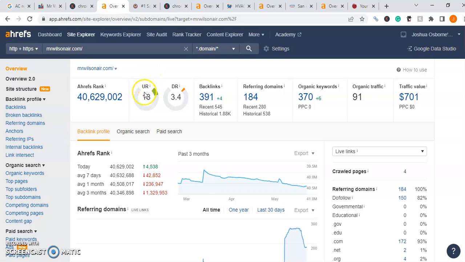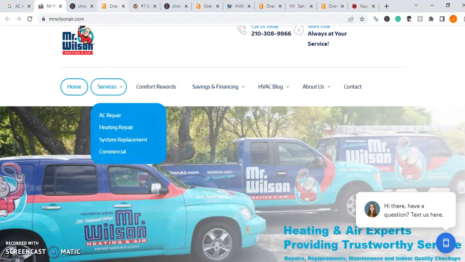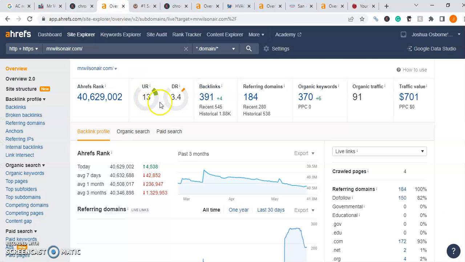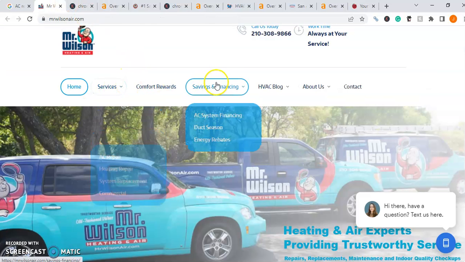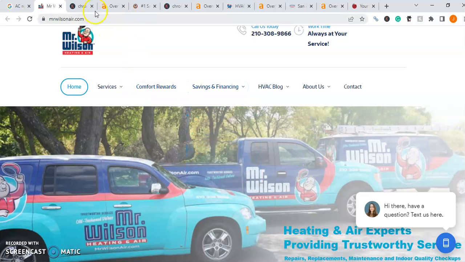So UR stands for URL rating. And what that is, it's essentially the power given to an individual web page. So in this case, we're just talking about your homepage and the power that it generates. Whereas DR stands for domain rating. And what that is, is the individual power given through an entire website. So now we're not just talking about your homepage anymore. We're talking about all your service pages, your savings and finances pages, your comfort rewards.